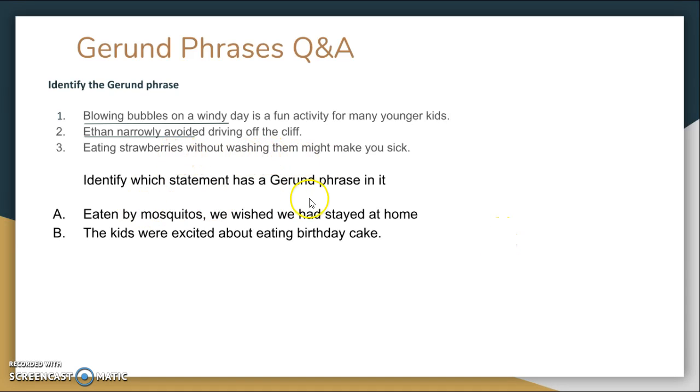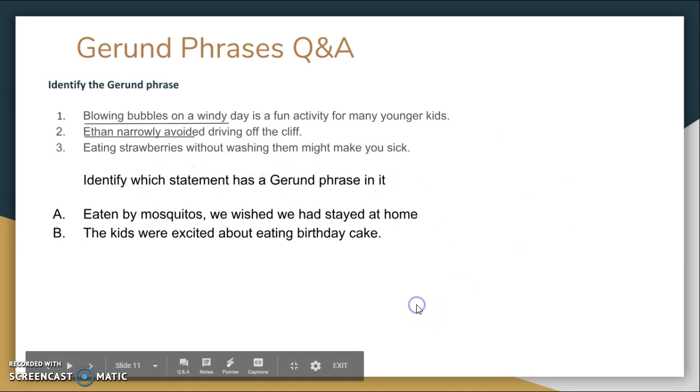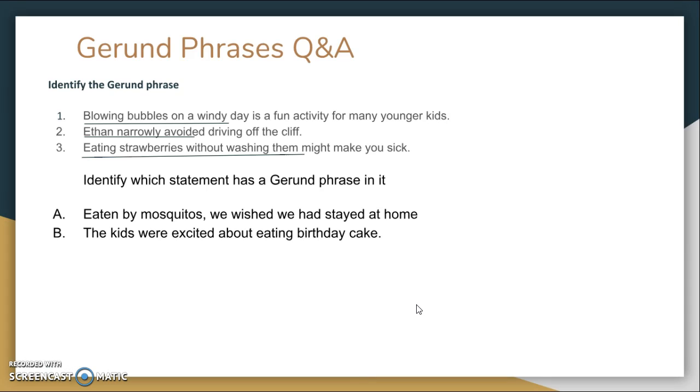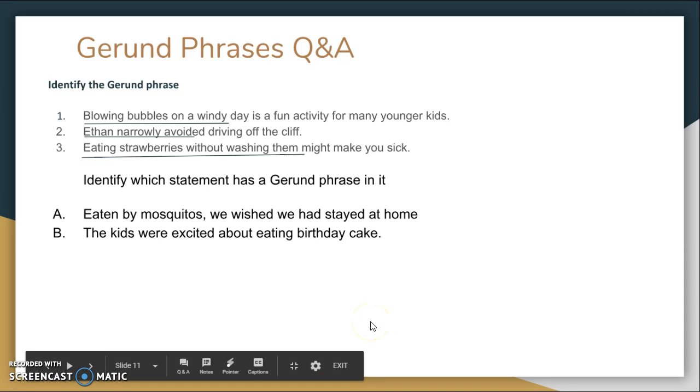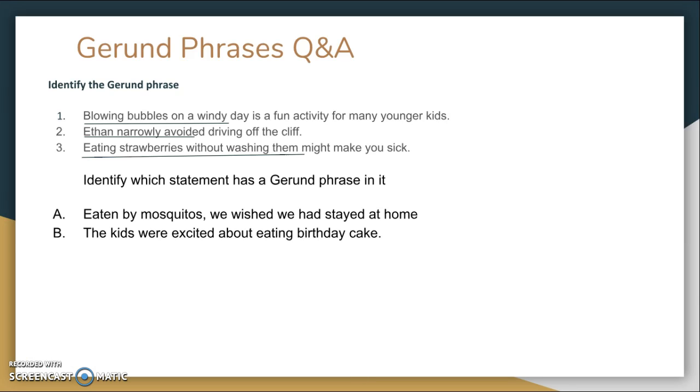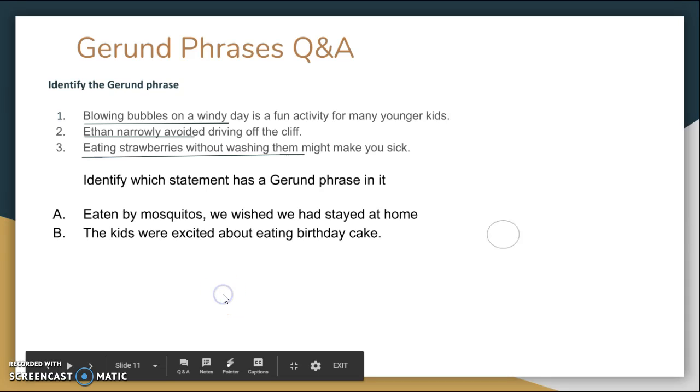What is the gerund phrase? The gerund phrase is "eating strawberries without washing them." Now, identify which statement has a gerund phrase in it. The answer is B. Kids were excited about eating birthday cake.